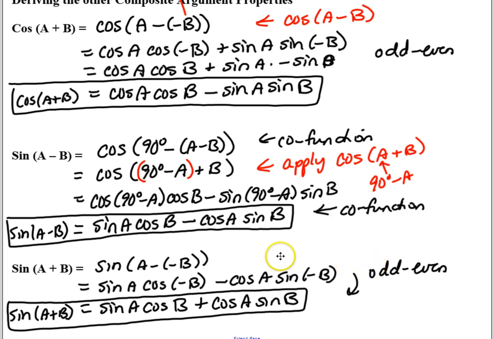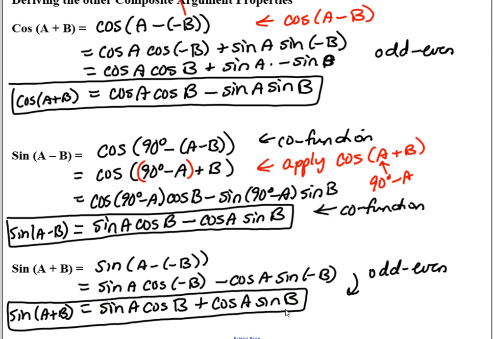Applying the odd-even property, cosine of negative B becomes cosine of B. Sine of negative B becomes negative sine of B. A negative times a negative is a positive, so this just becomes positive here. Sine of A plus B equals sine A cosine B plus cosine A sine B.